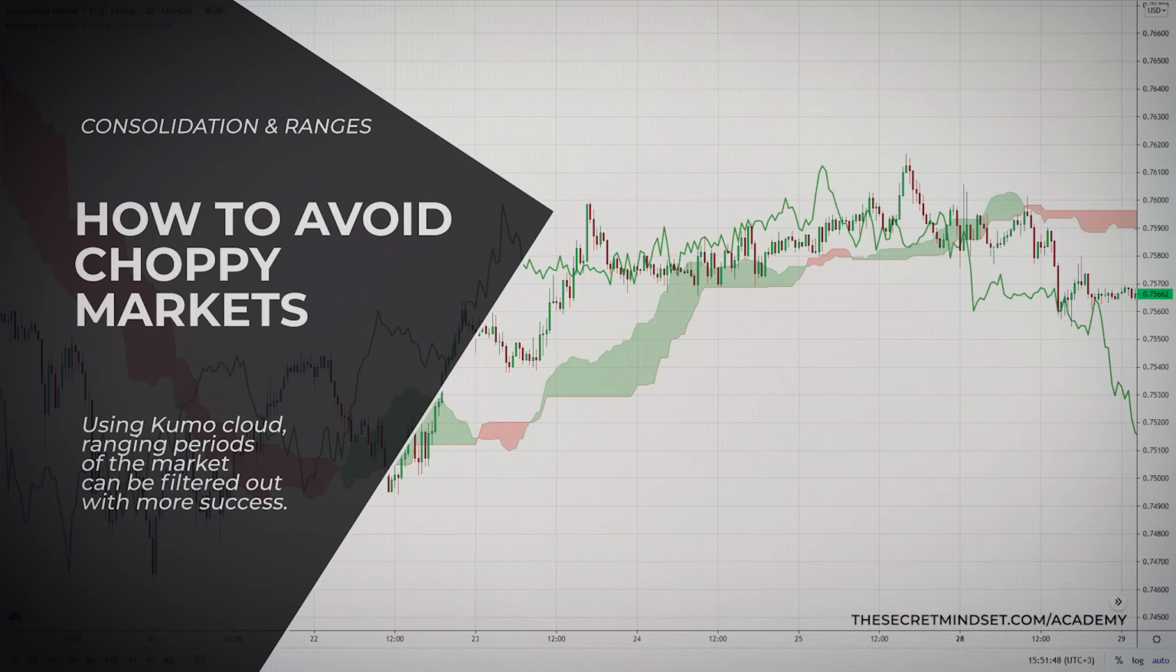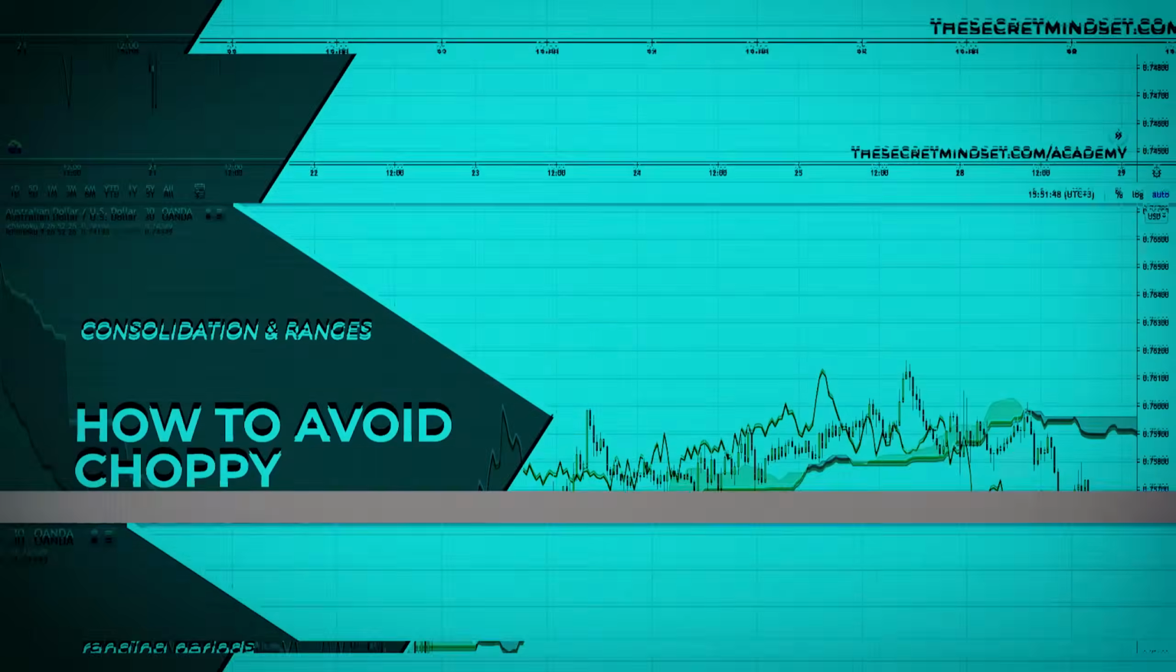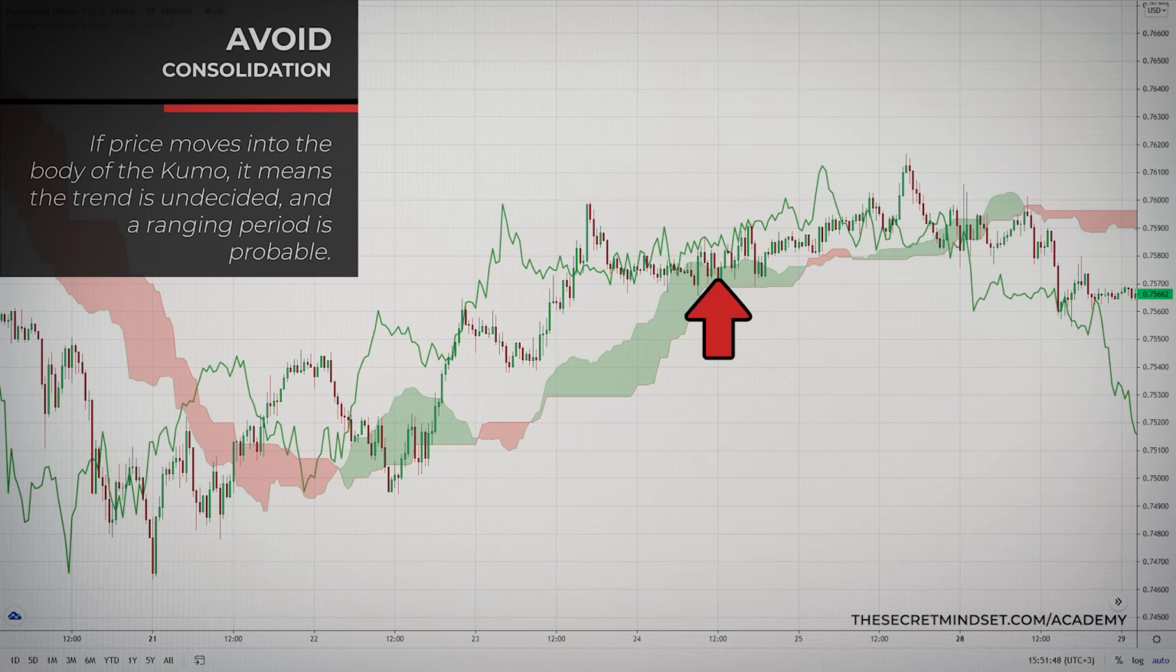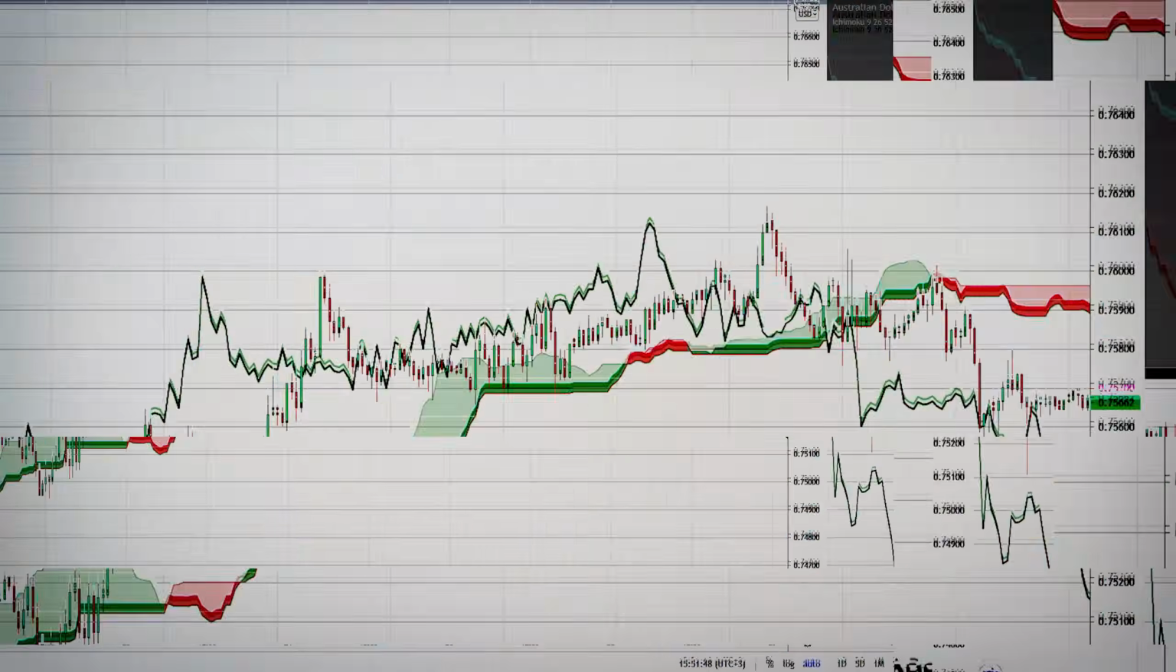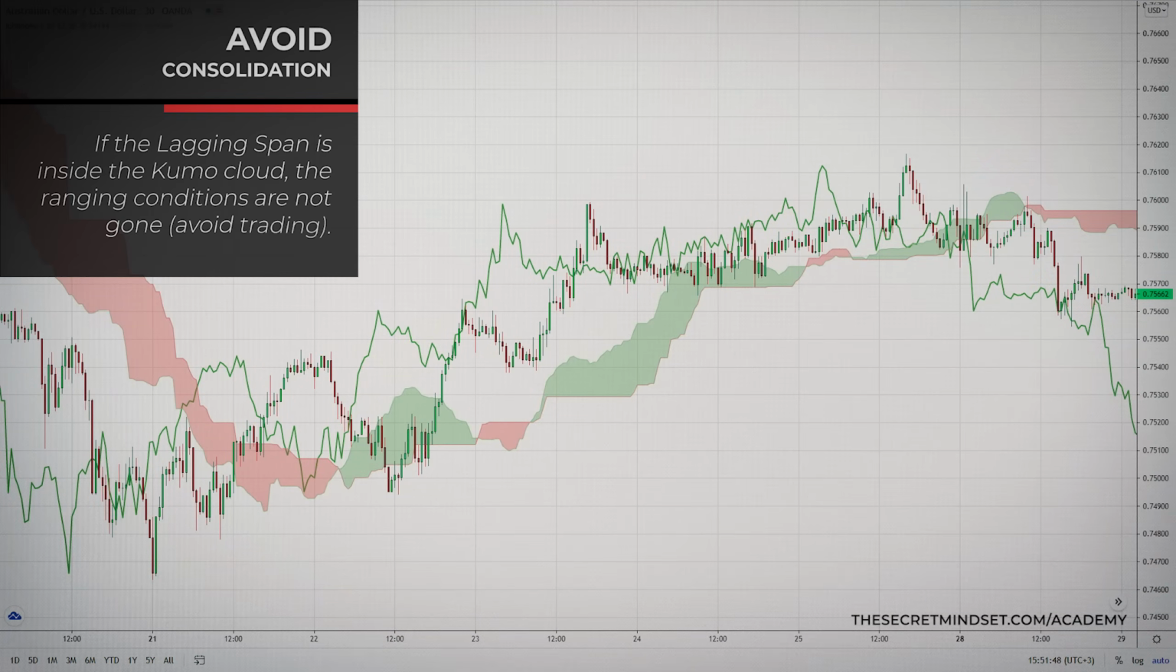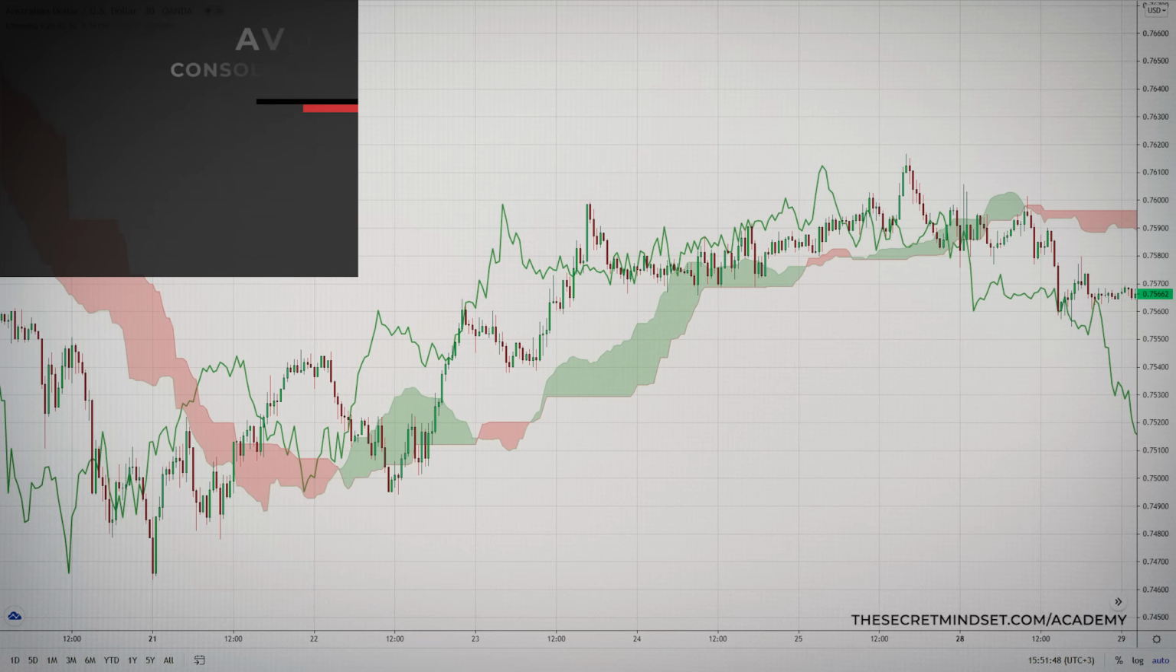Choppy markets are the worst nightmare of most traders, but with Kumo cloud, ranging periods of the market can be filtered out with more success. If price moves into the body of the Kumo, it means the trend is undecided and the ranging period is probable. It's not recommended to enter into any position when price is moving inside a Kumo. The same applies to the lagging span. It doesn't matter if the price has already broken out from the Kumo. If the lagging span is still there, the ranging conditions are not gone yet.